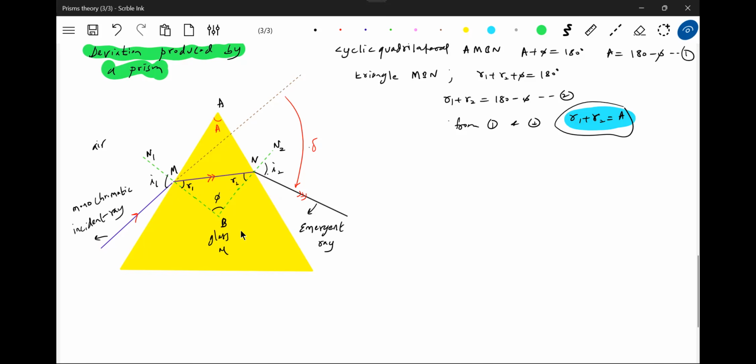Now after this, we'll apply Snell's law at the first and the second face. Applying Snell's law.